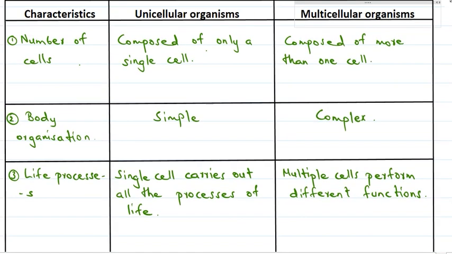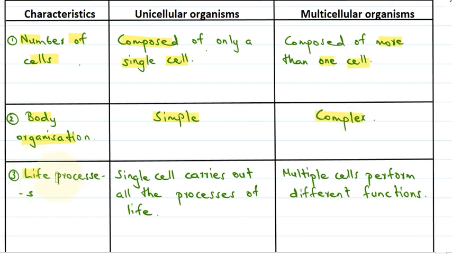Okay, so today we have differentiated between unicellular organisms and multicellular organisms. So the first characteristic we considered was the number of cells that were present in these organisms. So unicellular organisms are those organisms that are composed of only a single cell, whereas multicellular organisms are those organisms that are composed of more than one cell. Then we considered body organization and saw that unicellular organisms have simple organization of body, whereas multicellular organisms have a complex organization of their body.